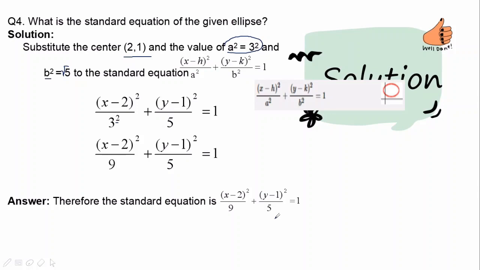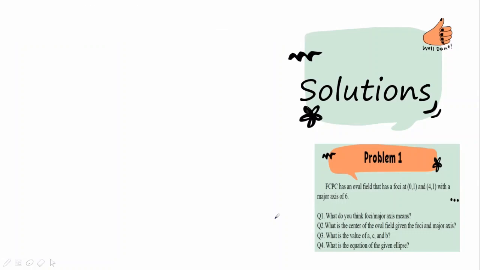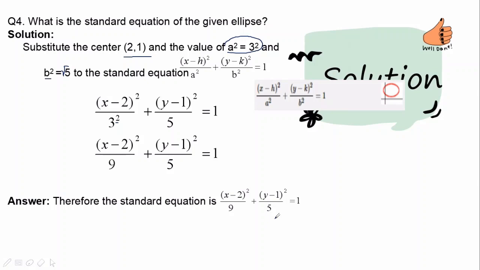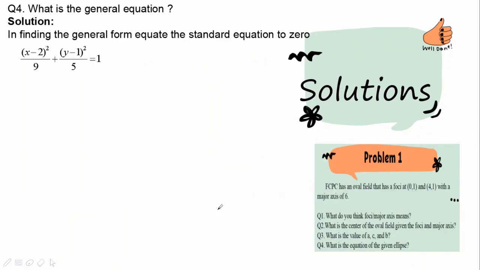Now, let's proceed to the general form or general equation. In finding the general form, we need to equate the standard equation, or the standard form that we have in this one, to 0 for us to get the general form. So copy the standard equation.